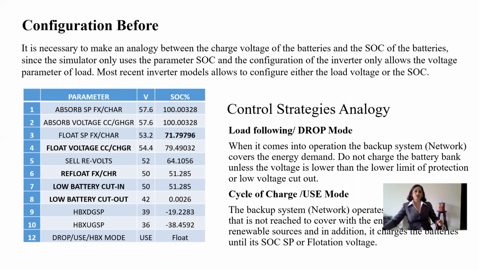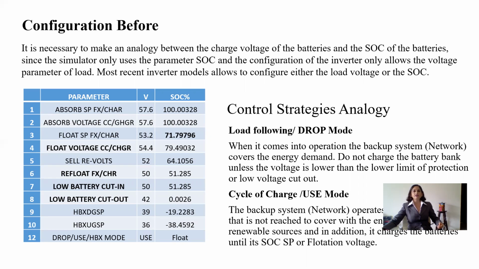Cycle charge use mode. The backup system, the network, operates to meet the demand that is not covered by the energy from the renewable sources, and in addition, it charges the batteries until the state of charge set point or float voltage. In the table, we can see the analogous parameter values.